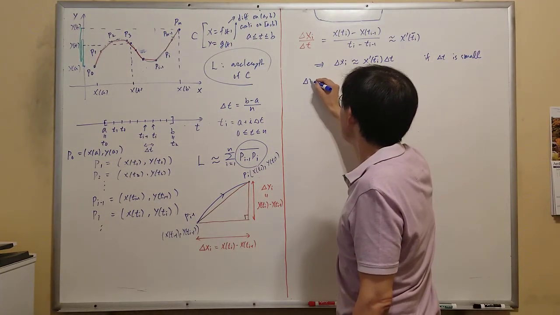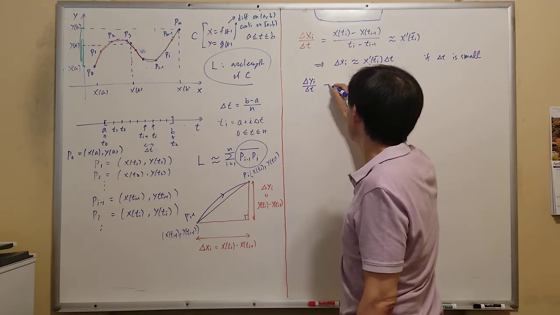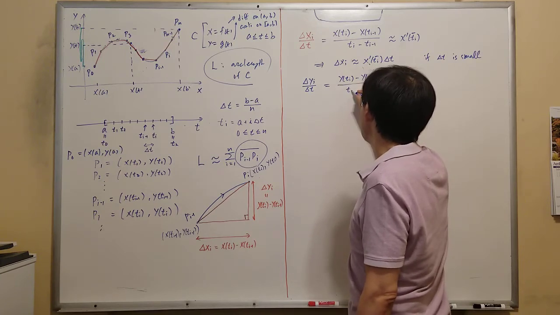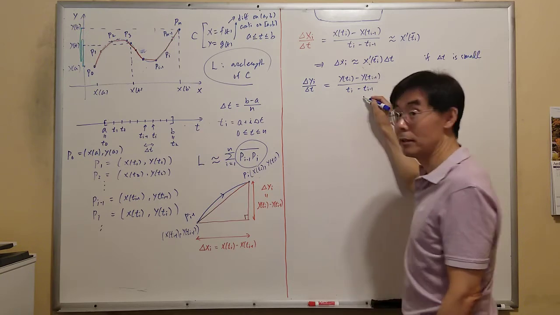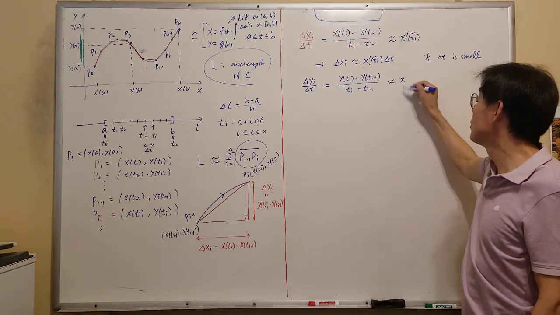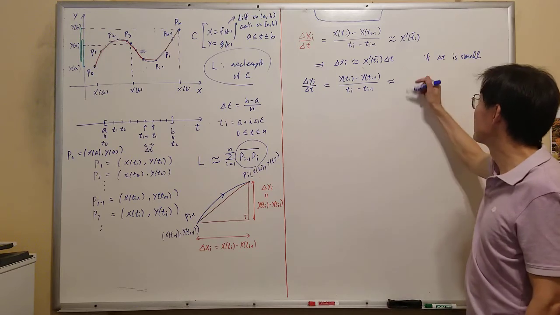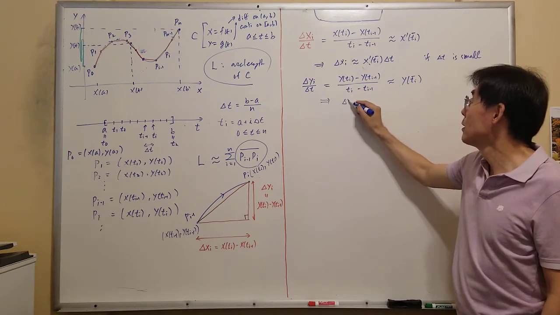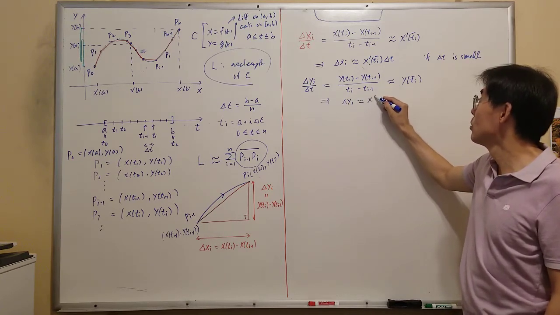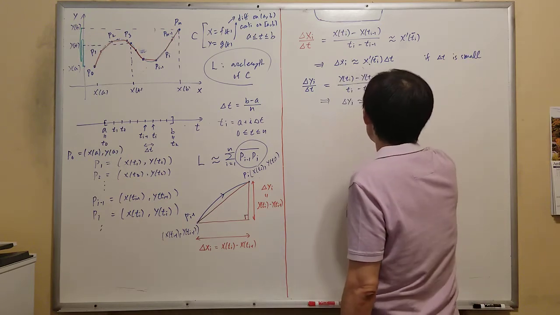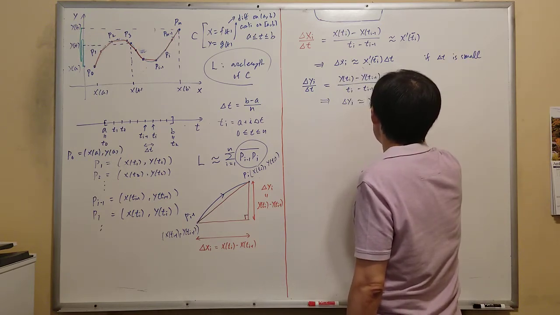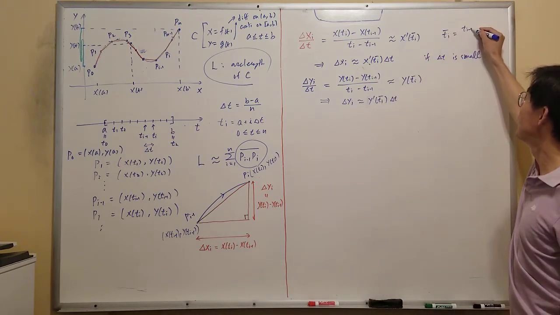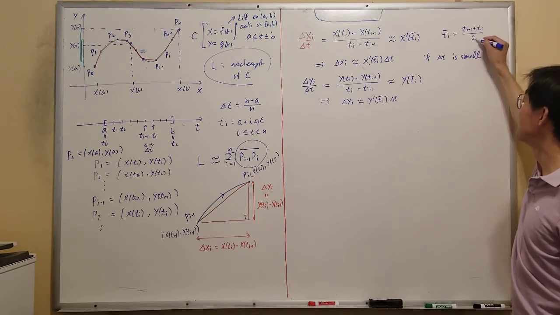Now, likewise, delta yi over delta t, which is y of ti minus y of ti minus 1 over delta t, is really close to the derivative in the middle, right? So, likewise, delta yi is really close to this derivative, y prime of ti bar times delta t. Ti bar is the midpoint of ti minus 1 and ti, okay?